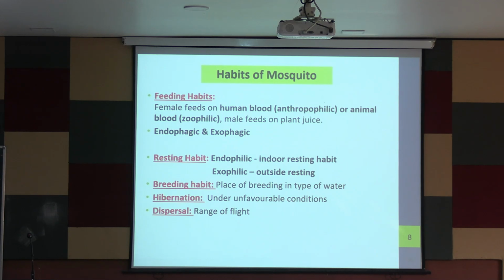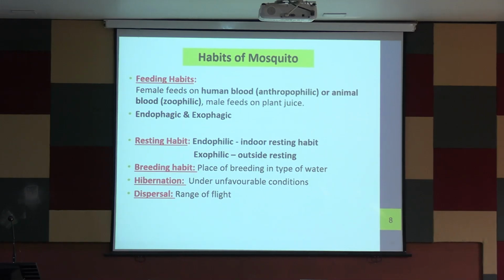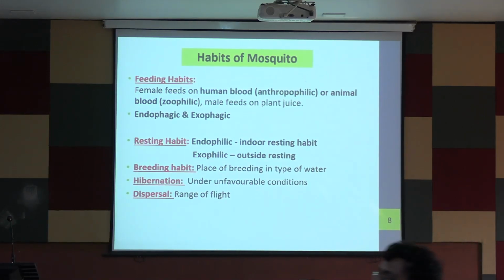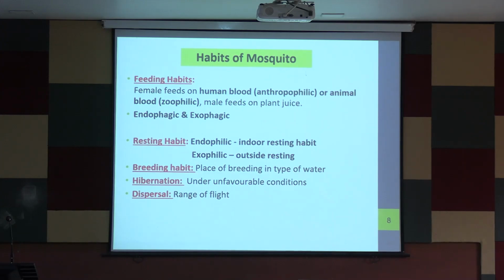What are the breeding habits? This also distinguishes the types of mosquito, and obviously they have to have at least water to breed. Their hibernation pattern also varies from mosquito type to type. And dispersal, the range of flight. The range of flight is also asked in the MCQ, in INICET. The MCQ actually came in a different way: for the surroundings of an airport, what radius do we have to clear as a mosquito zone. The question was based on the flight range of the mosquito.